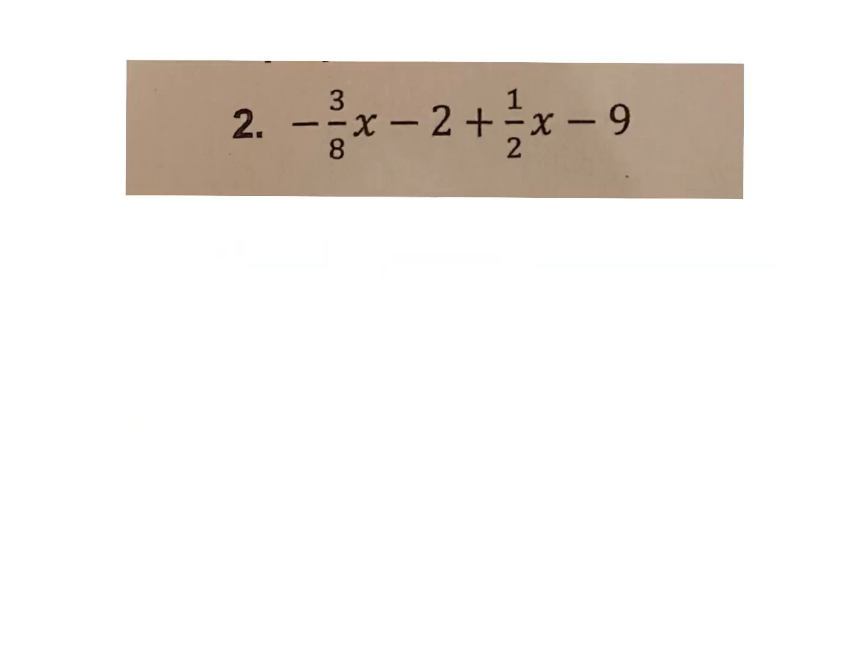All right, number 2, we're going to simplify the expression, so we're going to put things together. I'm going to circle all the terms. I know I have a negative 3/8x, negative 2, positive 1/2 x, and negative 9. So I'm going to put my constants together. And when I do that, I have negative 2 plus a negative 9, so that's negative 11.